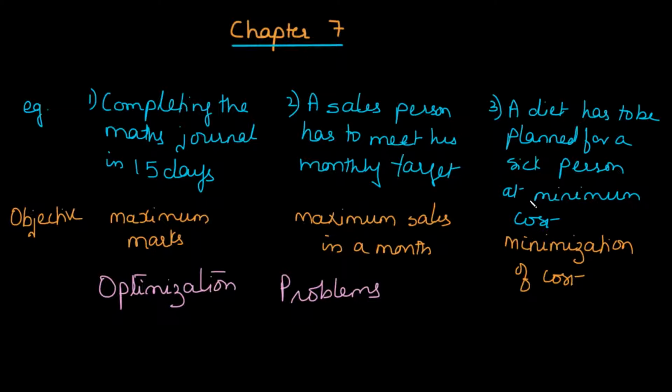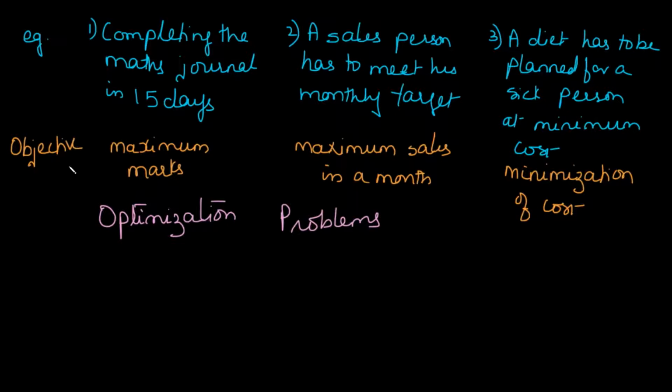Now in the same three problems, let us find the limiting factors. There might be some scarcity of resources in each of these problems. Let us try and find that particular limiting factor. In the first case, the limiting factor is a time limit, because the maths journal has to be completed in 15 days. So time is the limiting factor; we have around 15 days.